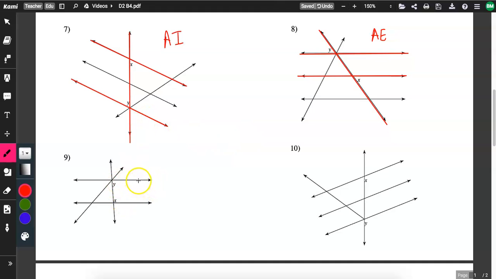The last couple, not too bad. Obviously these are my 2 parallel lines. This is the transversal I care about. This is technically none for this question, but we know that these are same side interior. And then the last one, here's my transversal. Looks like this line and this line are the ones I care about here. So inside, outside here, but the same side of the transversal, those are corresponding.